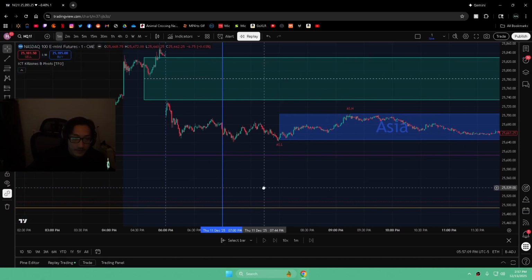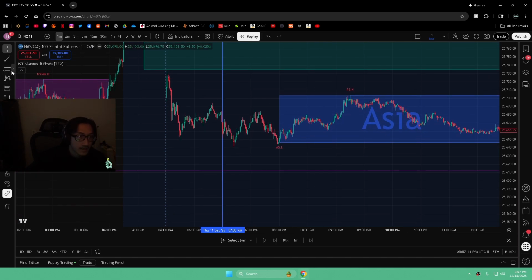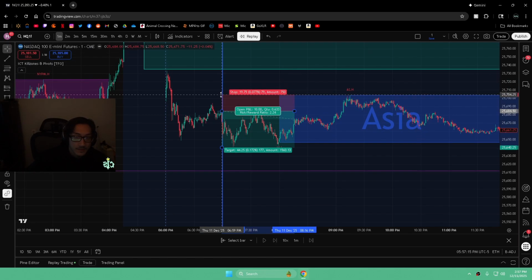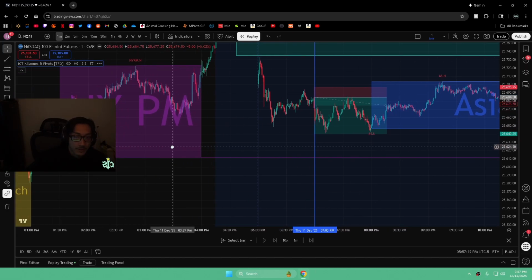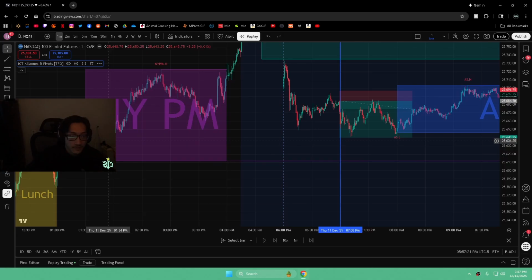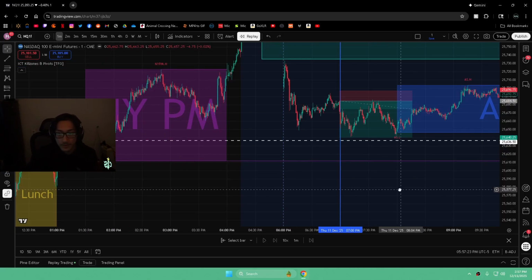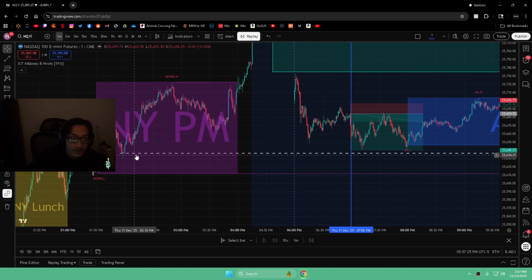So if you go on 7 o'clock and you take the quick short, top, 50 points, and you aim for a sweep of liquidity, which would be these lows. Boom. Or this low.